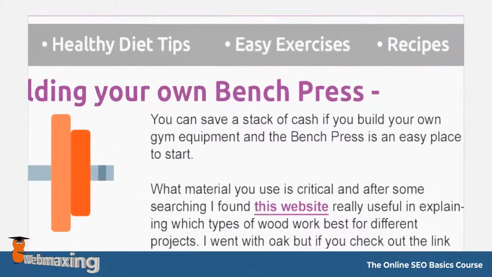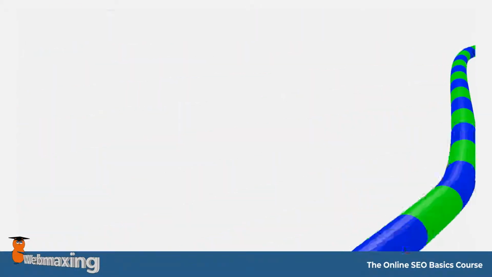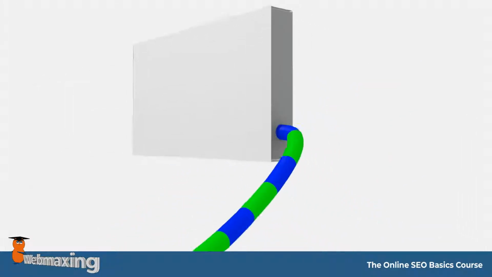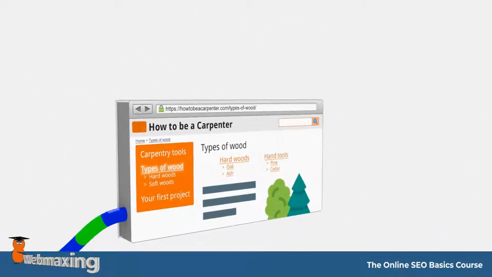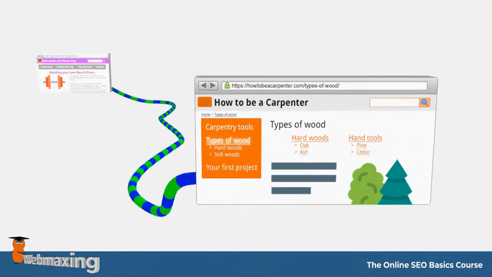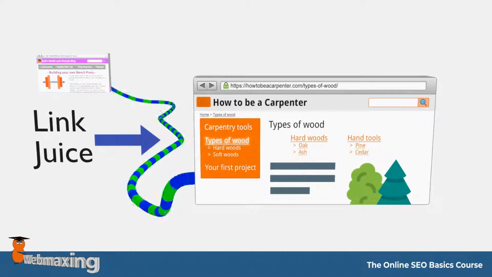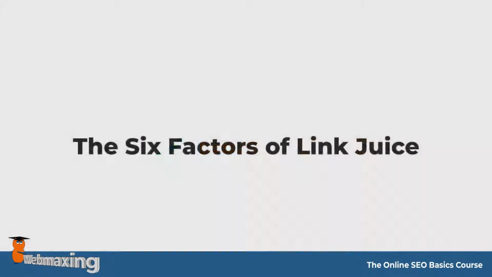You can imagine a link as a pipe winding through the internet. And what's that goo moving through the pipe? It's called link juice. The more link juice that is passed to your site this way, the more authority your page has and the higher it will rank. How much link juice a link passes and the power of that link juice depends on 6 factors.